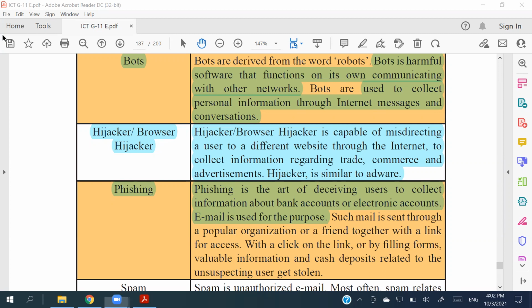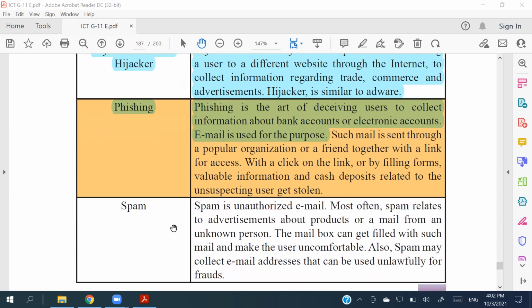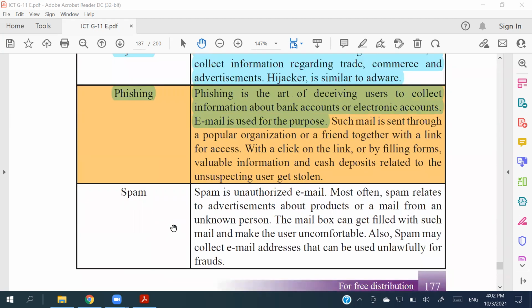Okay. Right. Okay, people, let's move forward about the spams.